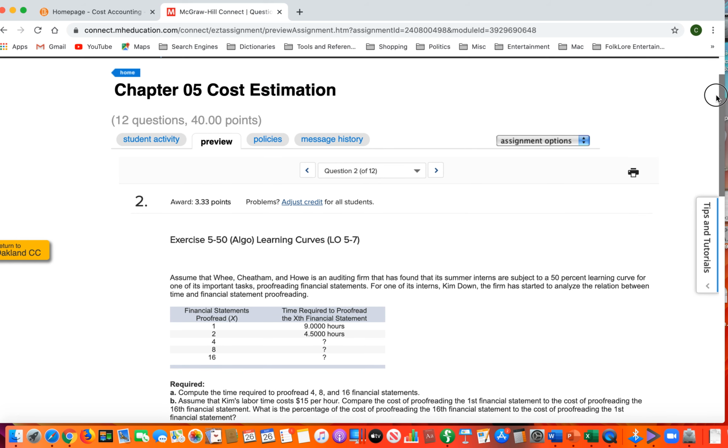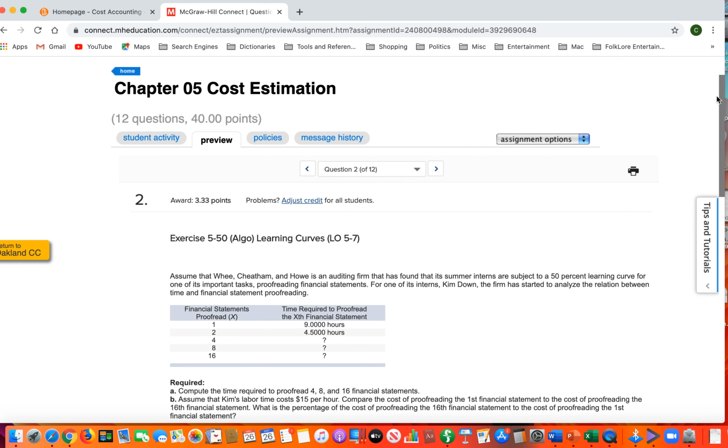As you recall, with the learning curve, each time the output doubles, the number of hours it took is a percentage of the previous number of hours. So what we have here is a 50% learning curve. That means each time output doubles, it takes 50% less time than before.